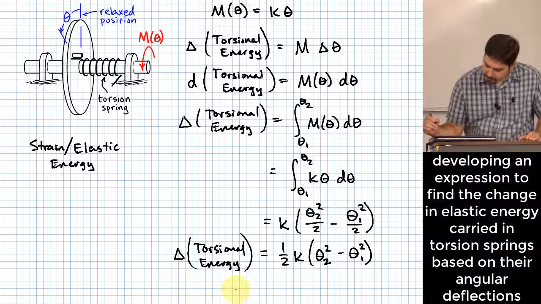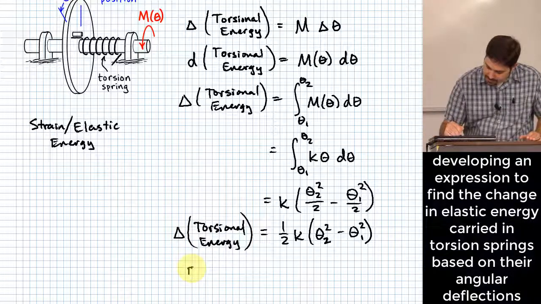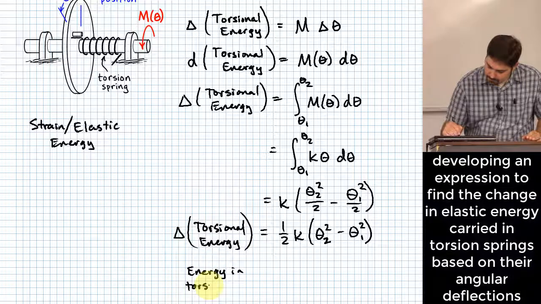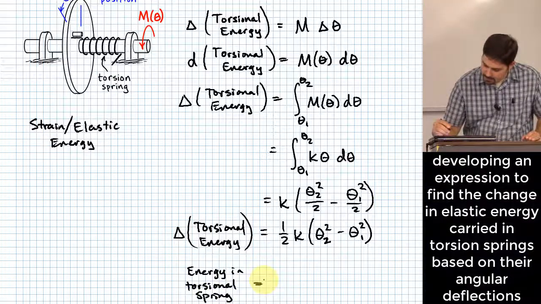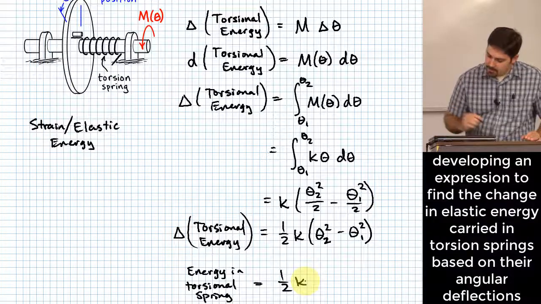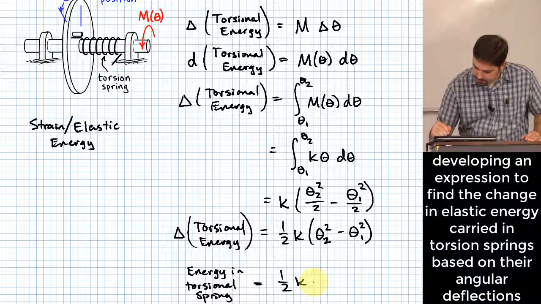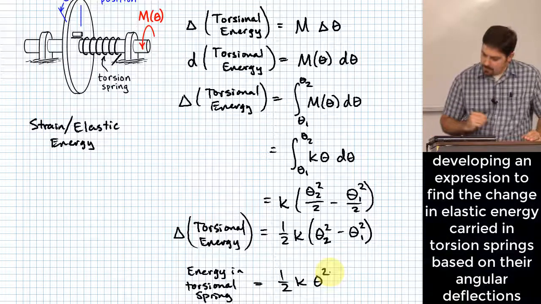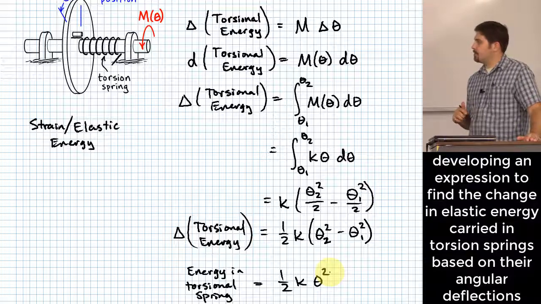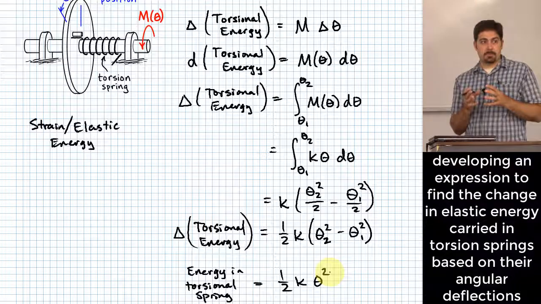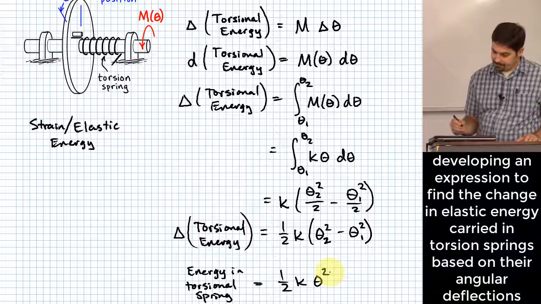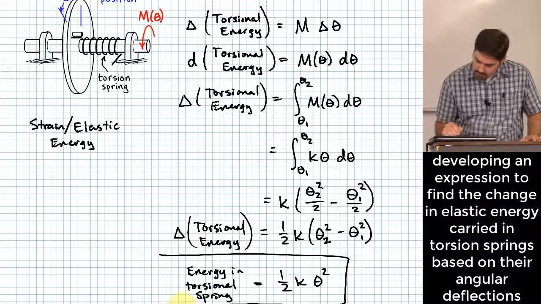If you're talking about absolute energy in a torsional spring, generally we just say 1/2 k times theta squared, where theta is the absolute angle through which the spring has been moved. In other words, the angle relative to the spring being relaxed. All right.